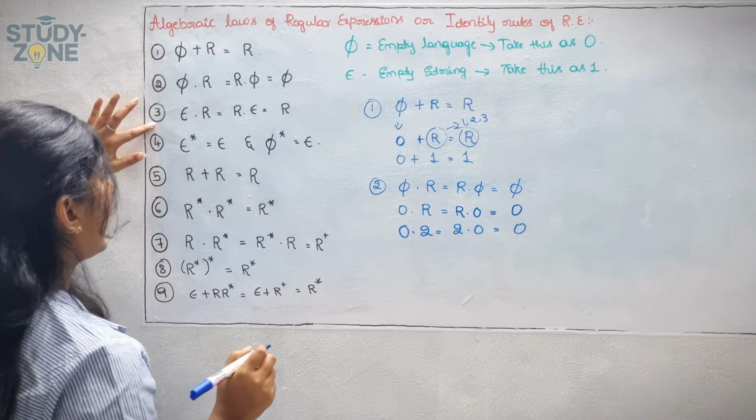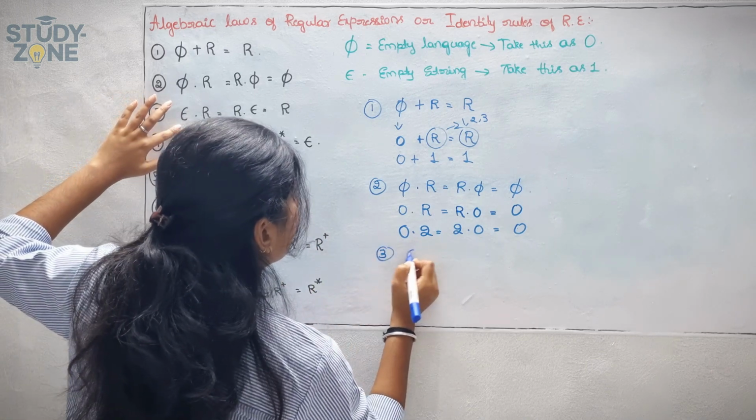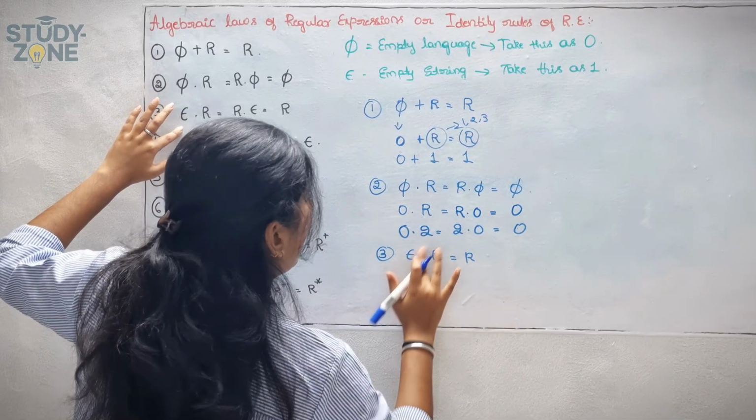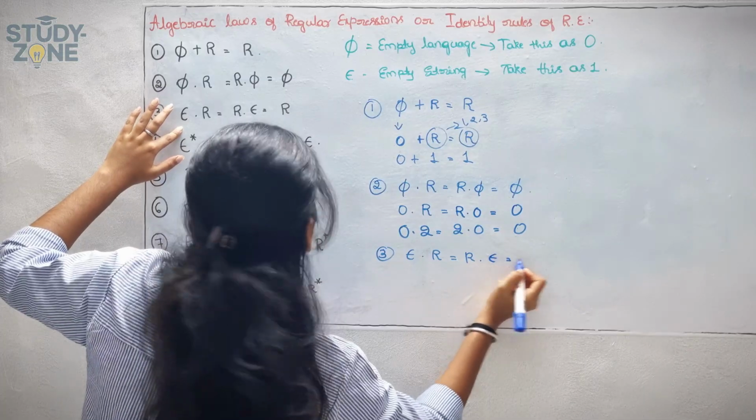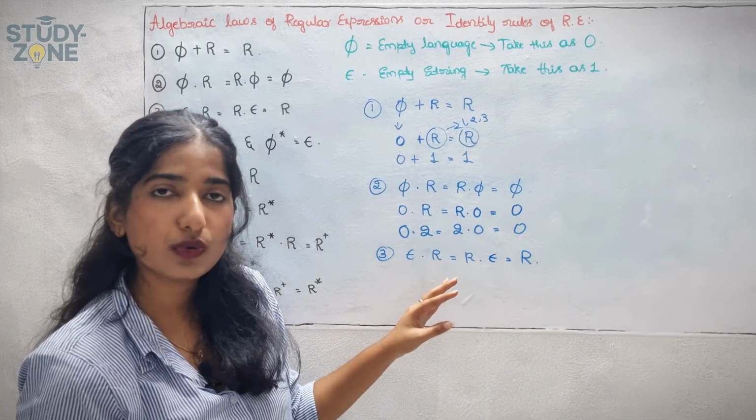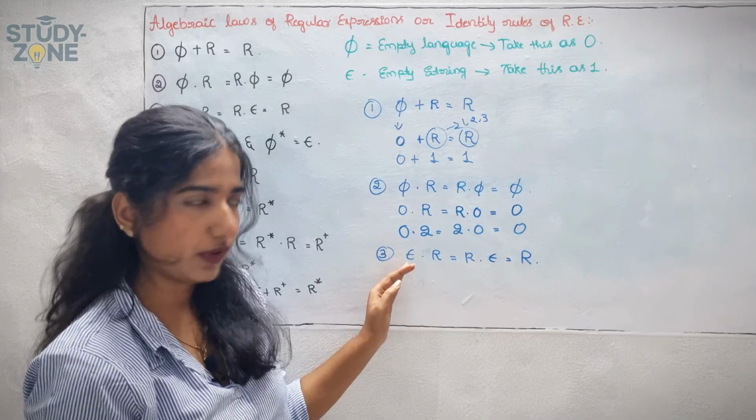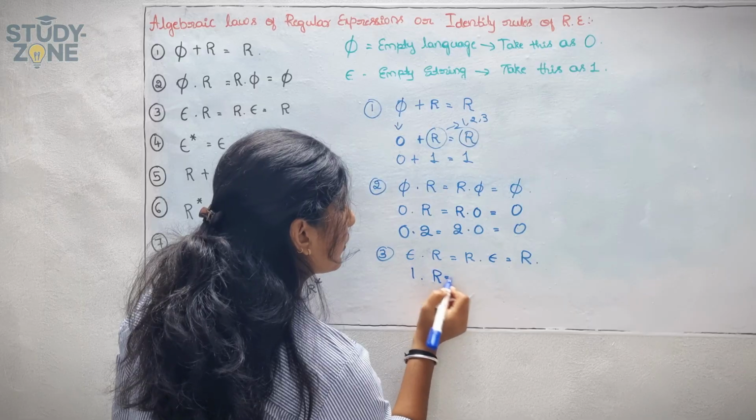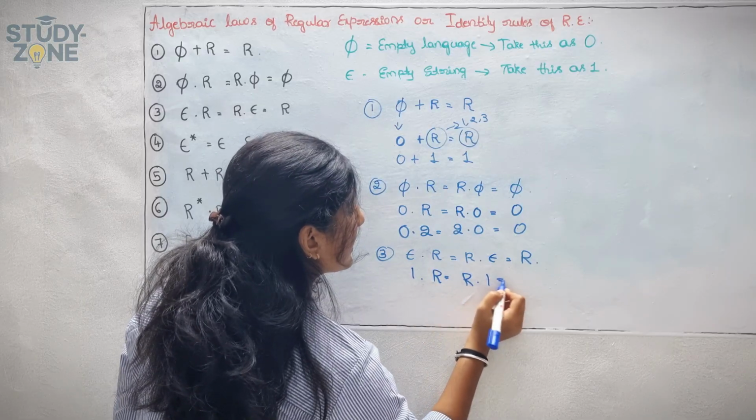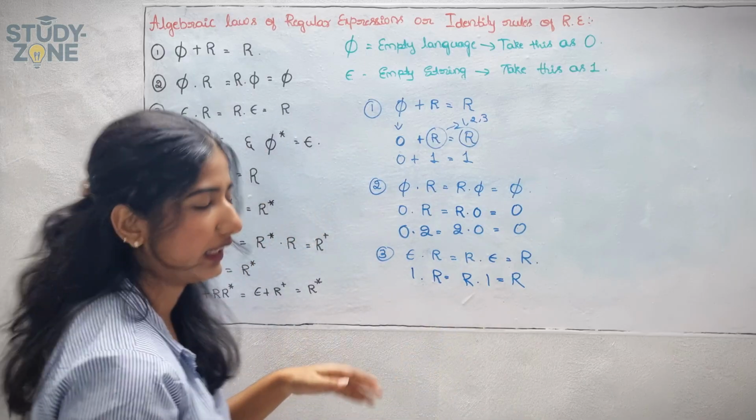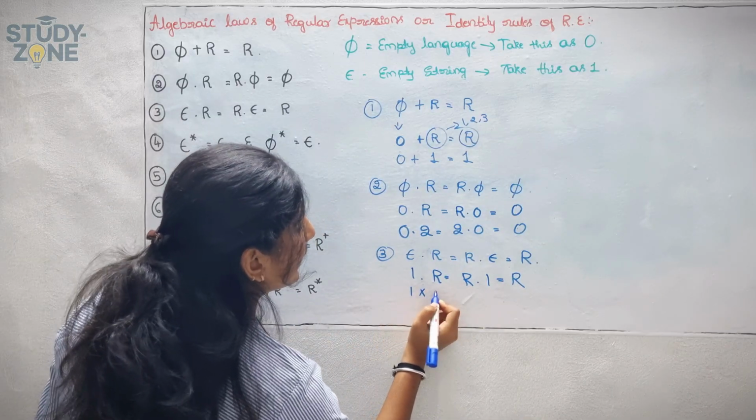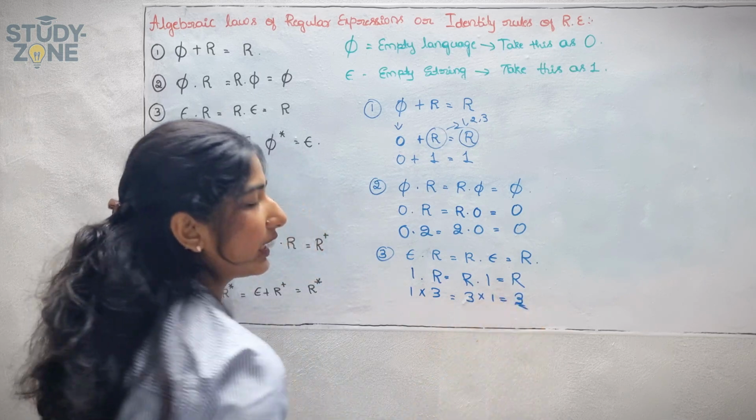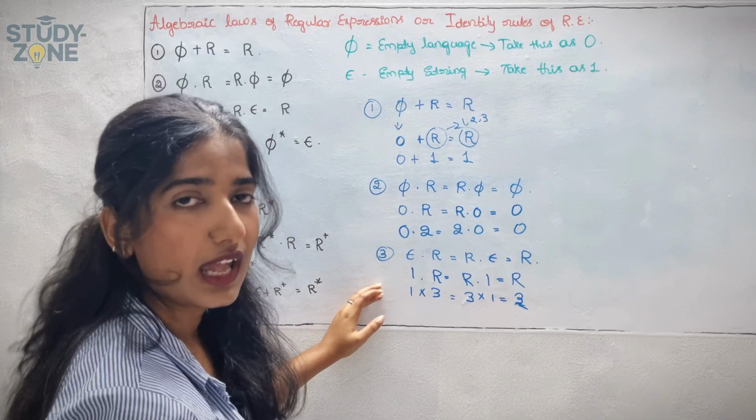Next one is epsilon dot r equals r dot epsilon equals r only. How? What is the value of epsilon? We took it as 1, right? So 1 into r equals, we can shuffle the place, r into 1 equals r only. Let's take 1 into 3, which equals 3 into 1, which equals 3 only. So this is how we solve the first three expressions.